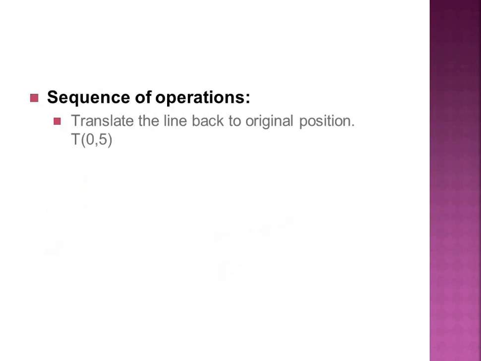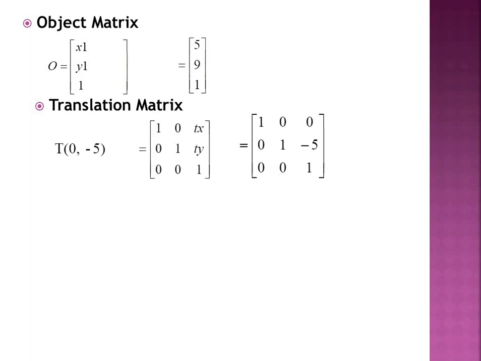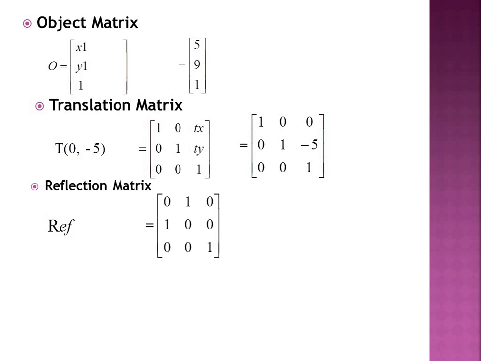Now the next part is to translate the line back to the original position, which is T(0, 5). Here we will put all these values, and now we have to arrange the matrices. The object matrix is x1 y1 1, because for the object there is only a point, so only one column matrix will be created for the object. The translation matrix is given as this, and the reflection matrix is given as this. We have directly put this value for the y equal to x reflection matrix. You can also derive it and follow the sequence.